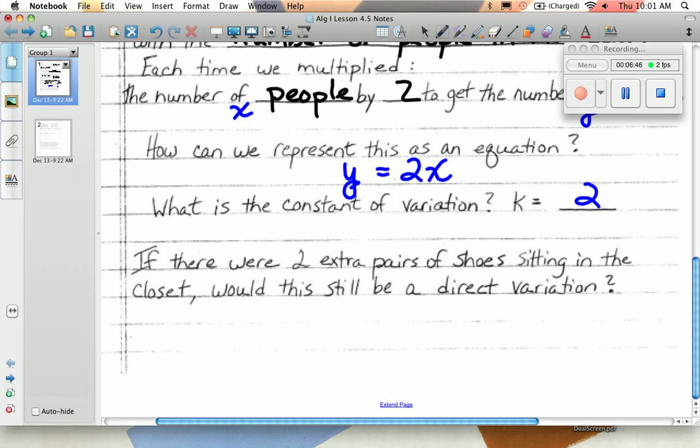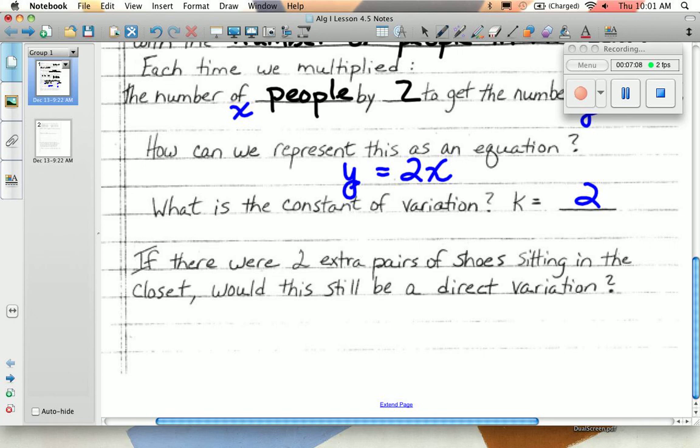16 of us. So how many shoes should be in this room if I don't have any in the closet? 32. Okay, so there should be 32 shoes in this room if I don't have any extra around. I don't have any in the closet or anywhere. Okay, well what if I do have those 2 pairs of shoes? How many shoes would I have extra? 4.